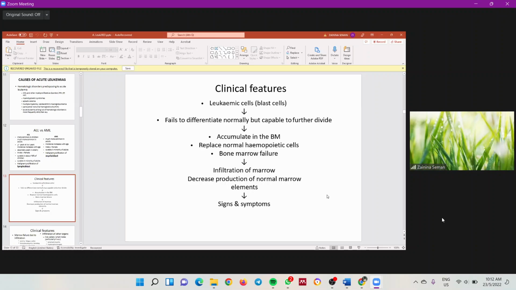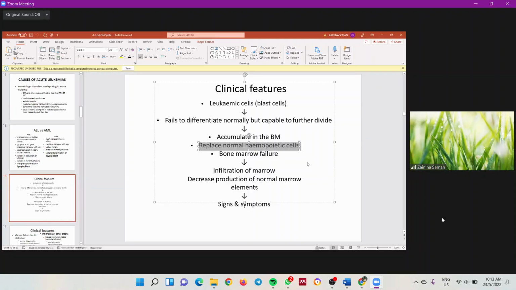So how do the clinical features, signs and symptoms of an acute leukemia patient develop? First, like I mentioned just now, the leukemic cells proliferate in the bone marrow, and when it becomes too many, the blood cells fail to differentiate normally, but they further divide. This is uncontrolled division of the blood cells. It accumulates in the bone marrow and suppresses the normal hematopoietic cells.